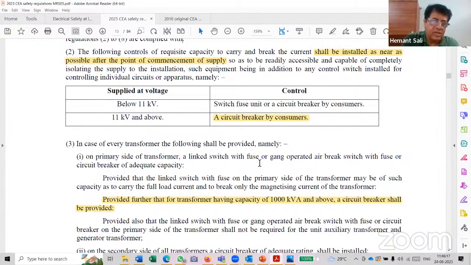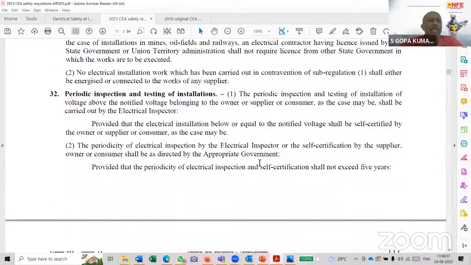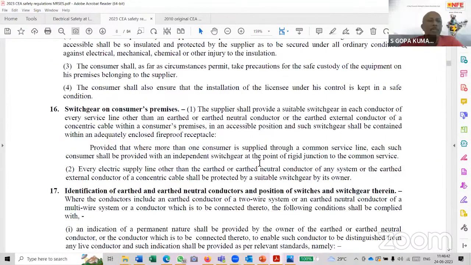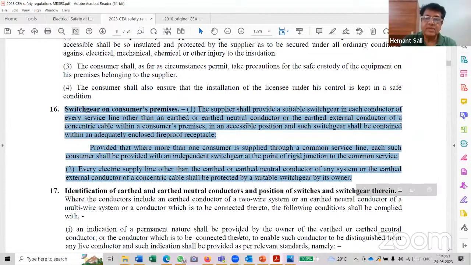I think we should read this regulation with regulation number 16, where the supplier is required to put their own circuit breaker at the point of supply. So this regulation doesn't give any exemption from regulation number 16. That is irrespective of the voltage level. You can just check regulation number 16. It belongs to the supplier, I think. Yes, switchgear on consumer premises. The supplier shall provide a suitable switchgear in each conductor of every service line. Yes, it is there. So it is not exempted. So the supplier has to provide his own switchgear, as well as the consumer shall also provide his own switchgear.